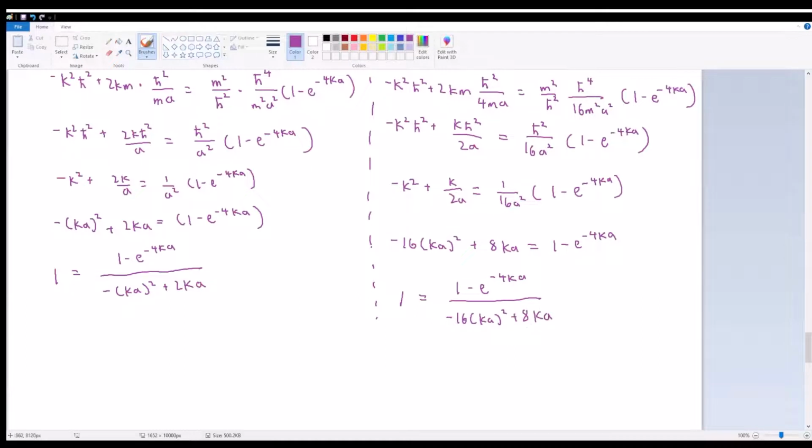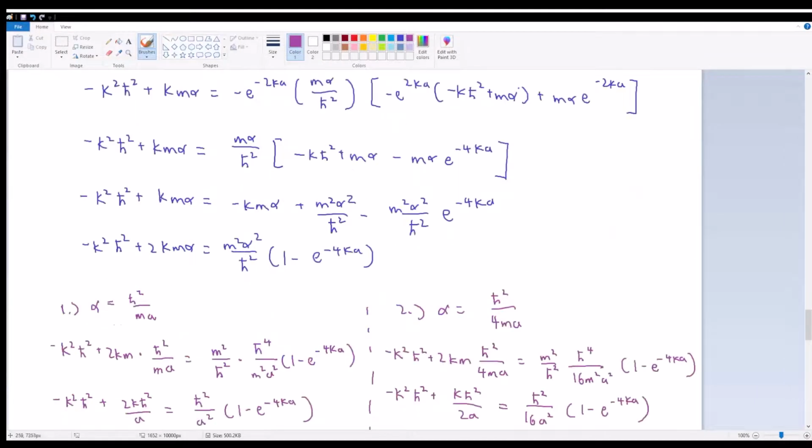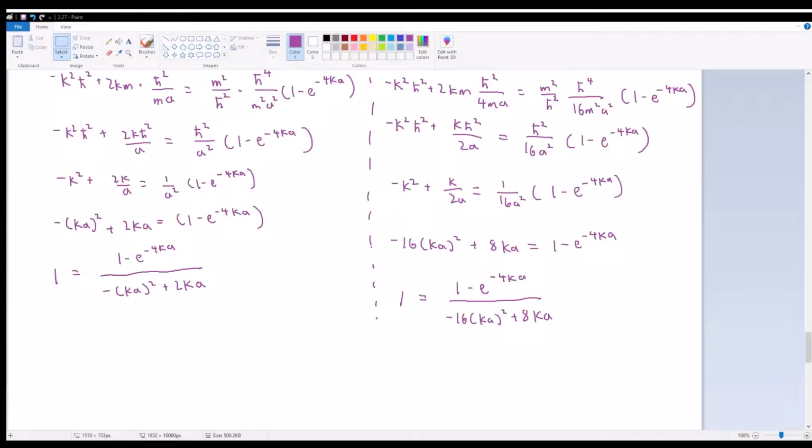And these are effectively the two conditions we have for k in these two scenarios, where alpha equals h bar squared over ma and h bar squared over 4ma respectively. So now it's just a matter of plugging this into a computer and getting numerical values for the energy. I'm not going to go through plugging this into Desmos because that's a pretty easy thing to do.